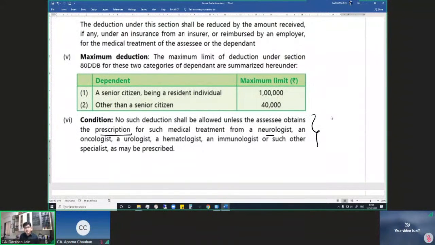Basically, all of these are complex diseases. They have been notified under rule 11DD. Rule 11DD of the Income Tax Rules, wherein the diseases have been prescribed.